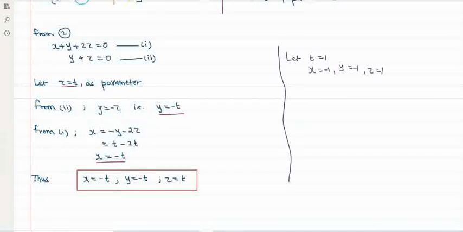So you can take any parameter. So LHS of the first equation. First equation is x plus y plus 2z.